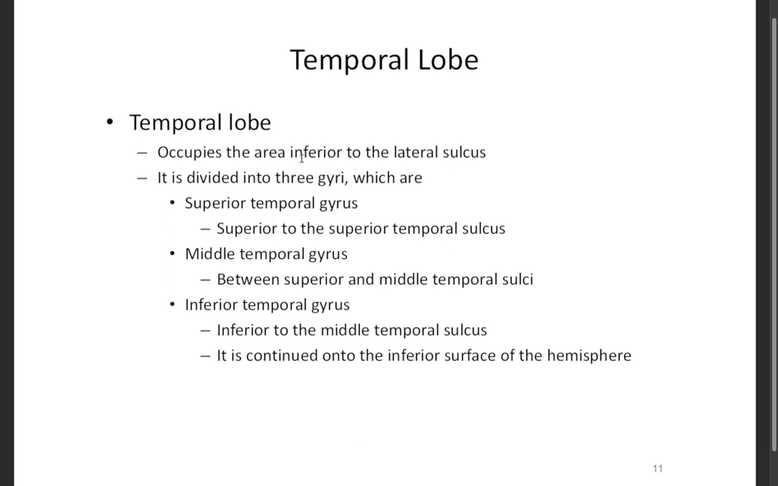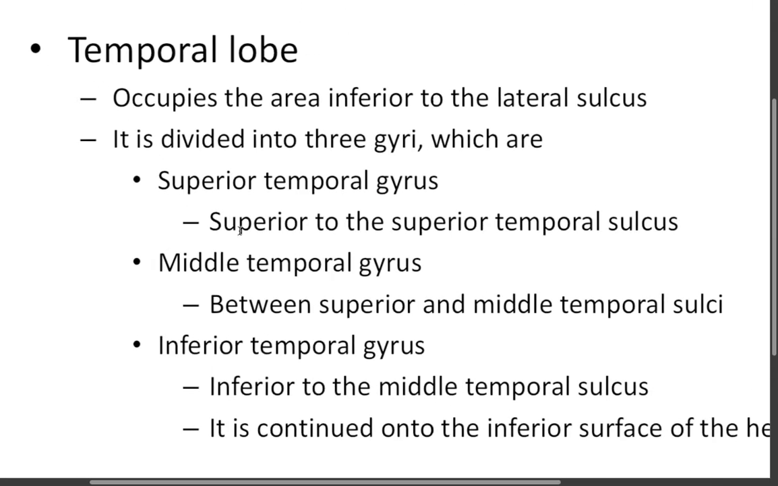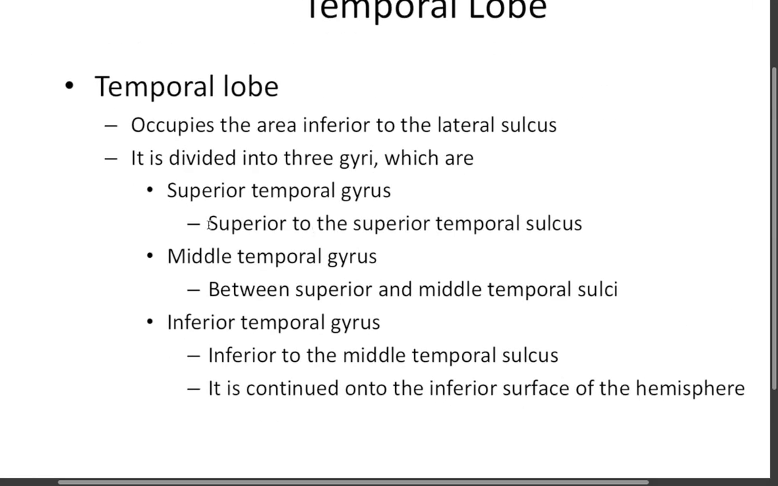Talking about the temporal lobe, it occupies the area inferior to the lateral sulcus. We know that the central sulcus does not reach the temporal lobe at all. It is divided into 3 gyri, the superior, the middle, and the inferior, having 2 sulci, which differs from the frontal lobe. The superior temporal gyrus is superior to the superior temporal sulcus, and the middle temporal gyrus is located between the superior and the middle sulci. This is the middle, okay? It is not the inferior.